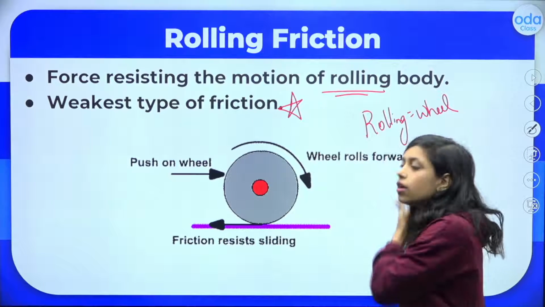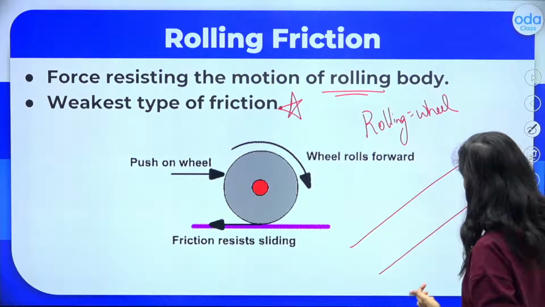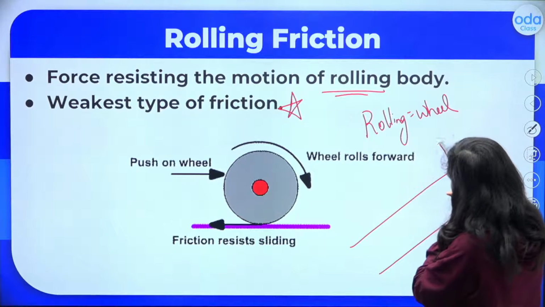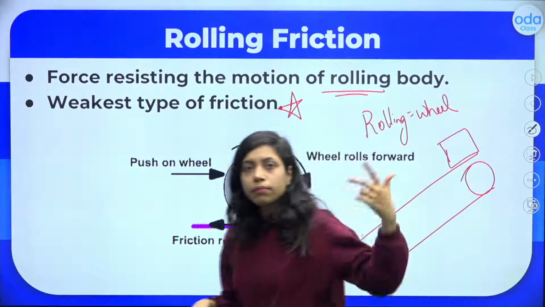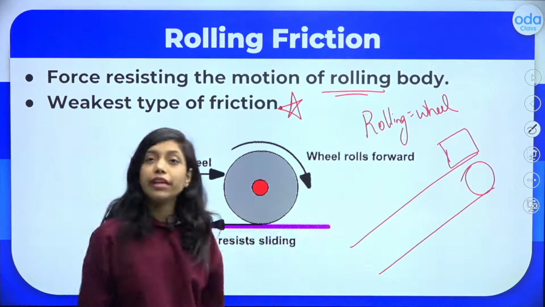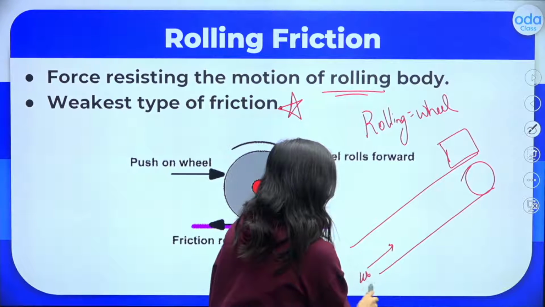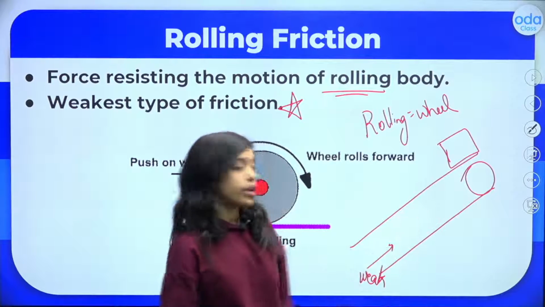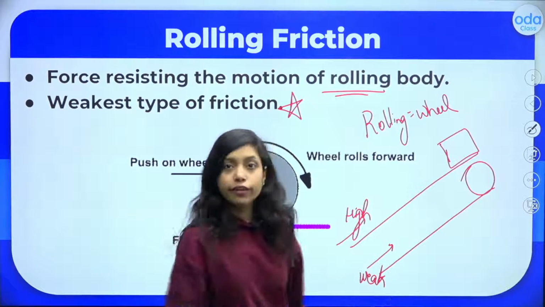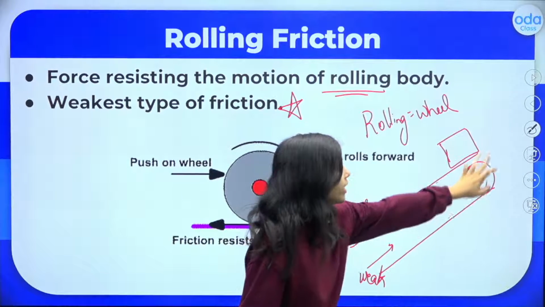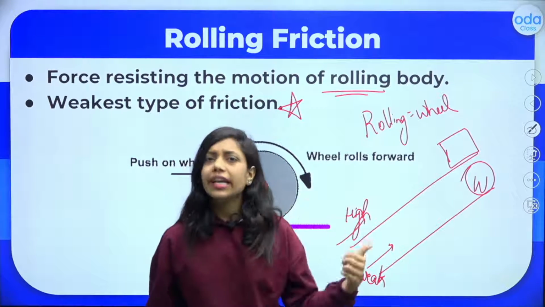If I give you a floor, two surfaces: in the first surface I'm keeping a box, in the second surface I'm keeping a wheel. Which will move faster, a box or a wheel? Exactly, that will be the wheel, because rolling friction is very weak. The friction opposing the ball is very weak, but for the box it is sliding friction, which is high compared to rolling friction, right? So there is less opposing movement compared to sliding and static friction, okay?